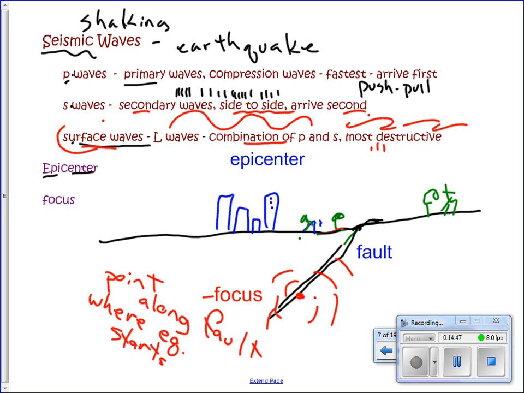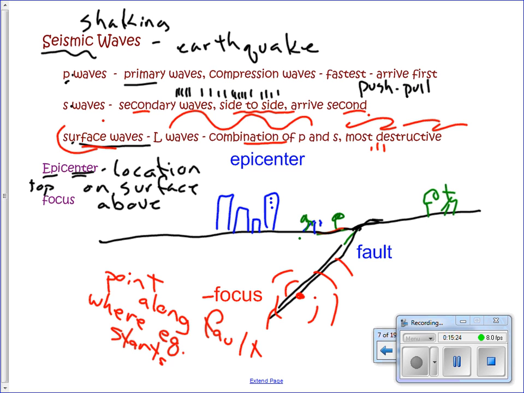You know what epi means? Epi means on top of, like your epidermis, on top of the dermis. An EpiPen goes on top. So epi means on top of the center. So where's the epicenter? The epicenter is where the earthquake appears to come from on the surface. So epicenter is the location on the surface, and it's directly above the focus. And this is where the earthquake appears to come from.